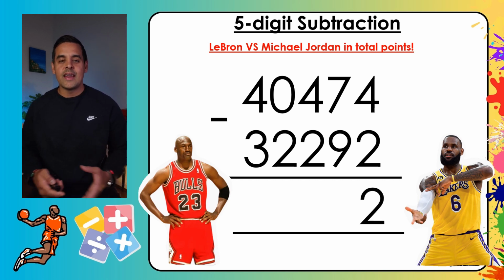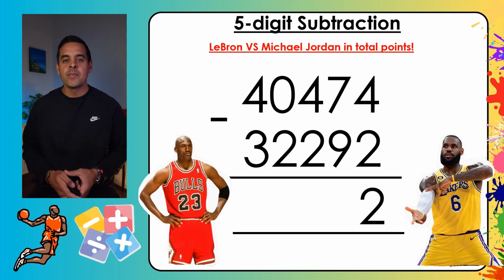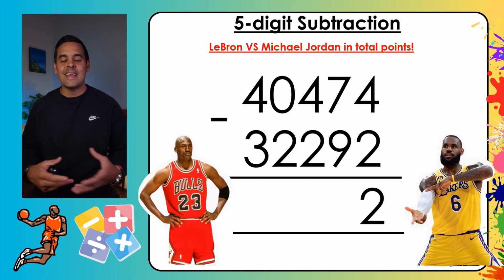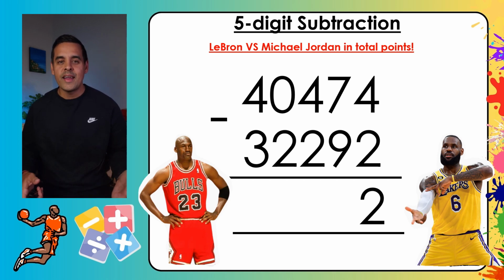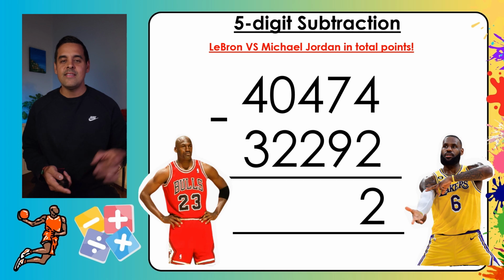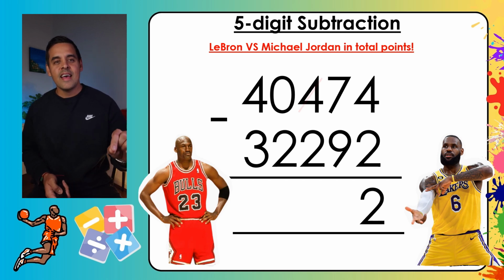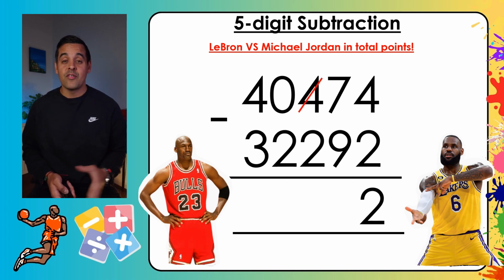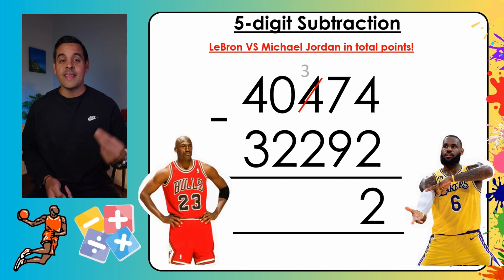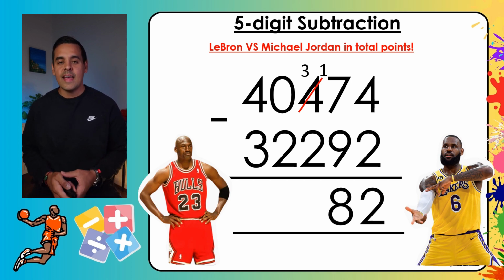7 take away 9. Now remember, I've said it in my previous video, but the trick to know when to borrow is say it out loud. Hold up 7 fingers. Now take away 9 of them. When that doesn't make sense, you need to borrow. So in this case, we borrow 1 from the 4 in the hundreds column, turning that into a 3, and moving the 1 to the 7, making it a 17. 17 take away 9 is 8.